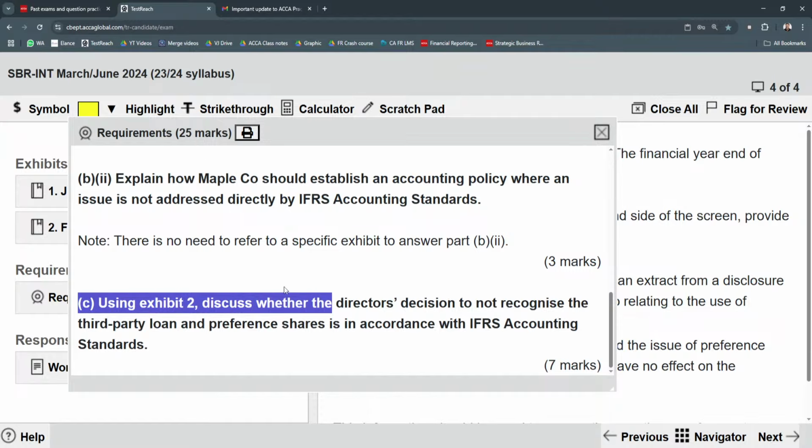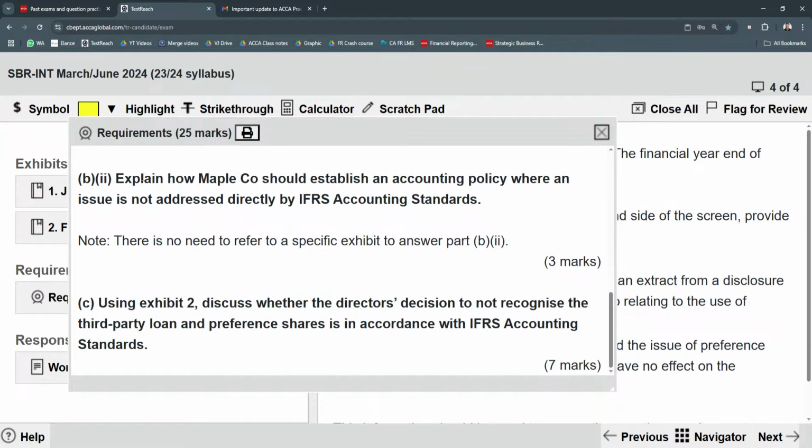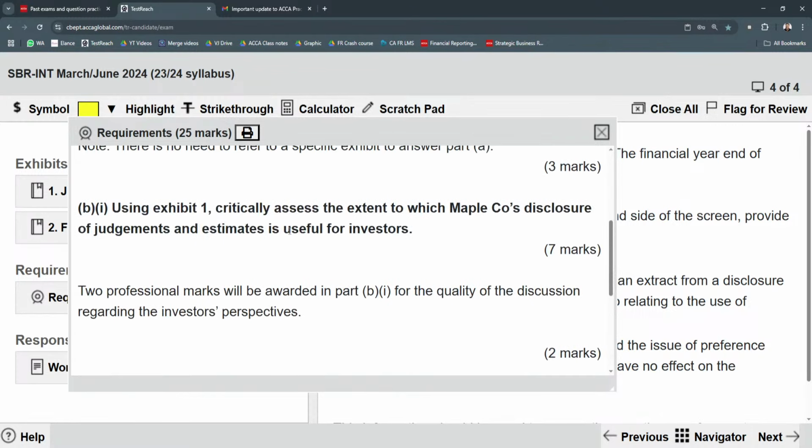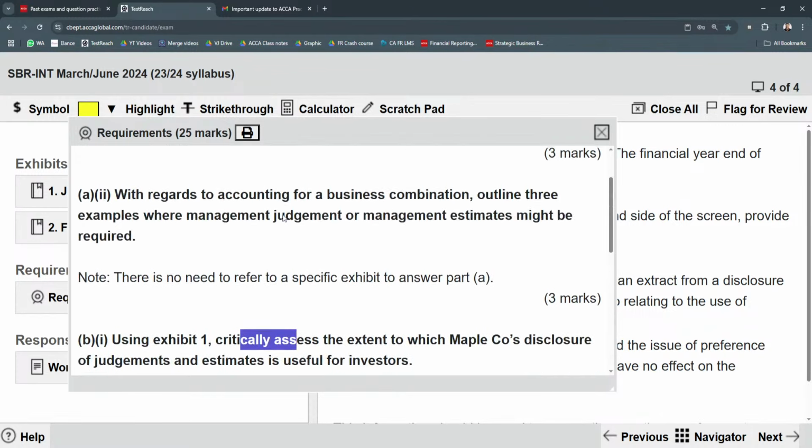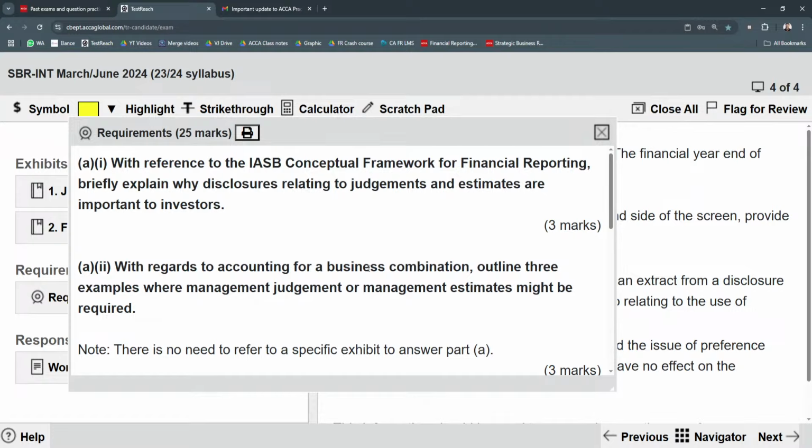But the point is: discuss, explain, critically assess, and again outline the examples, explain. Everything is explain or discuss. So question number 4 is also 25 marks entirely from discussions or analysis. The professional marks are also for the discussions only.